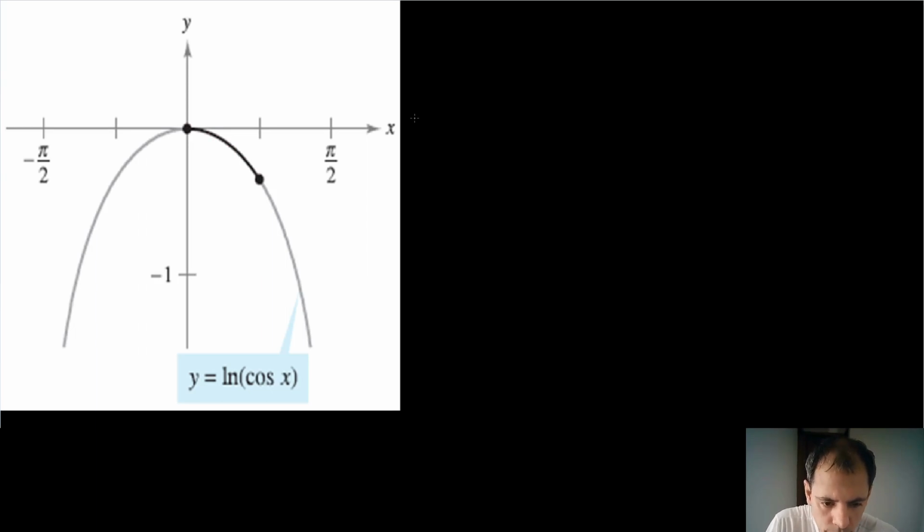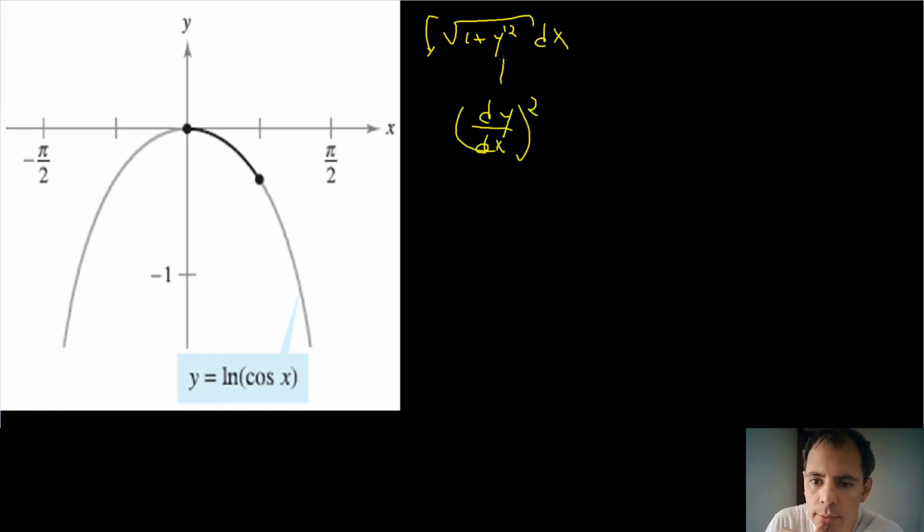And the equation, the function is y equals ln of cosine of x. So let's do that. It'll be the integral, right? The square root of 1 plus this dx. As a matter of fact, it's going to be y prime, the first derivative of y with respect to x, or dy dx squared. Like this, dy dx squared. Okay, that's what this is.